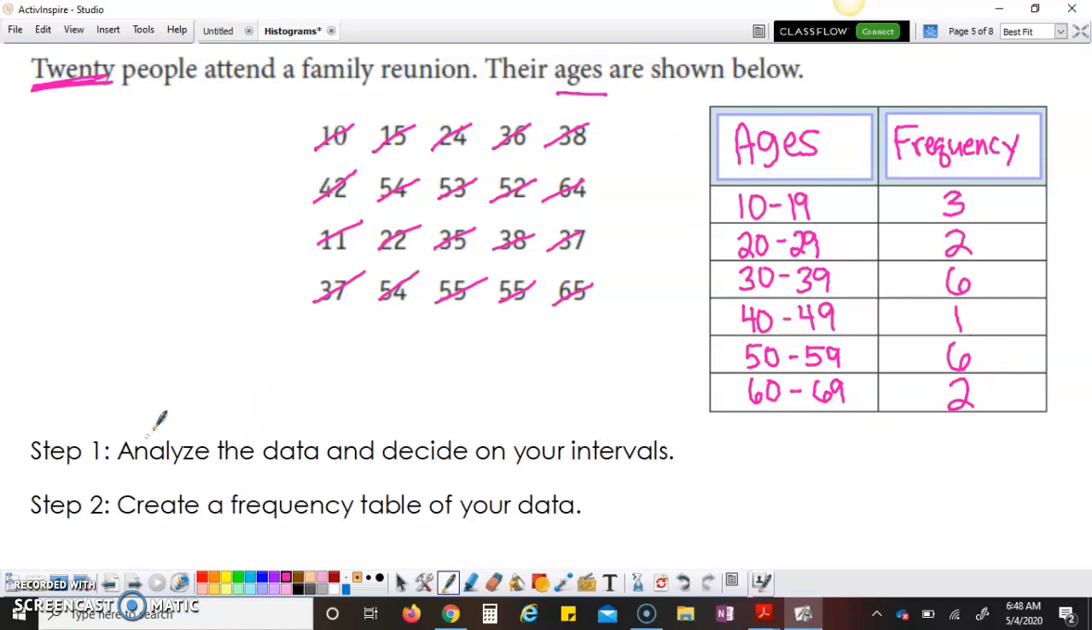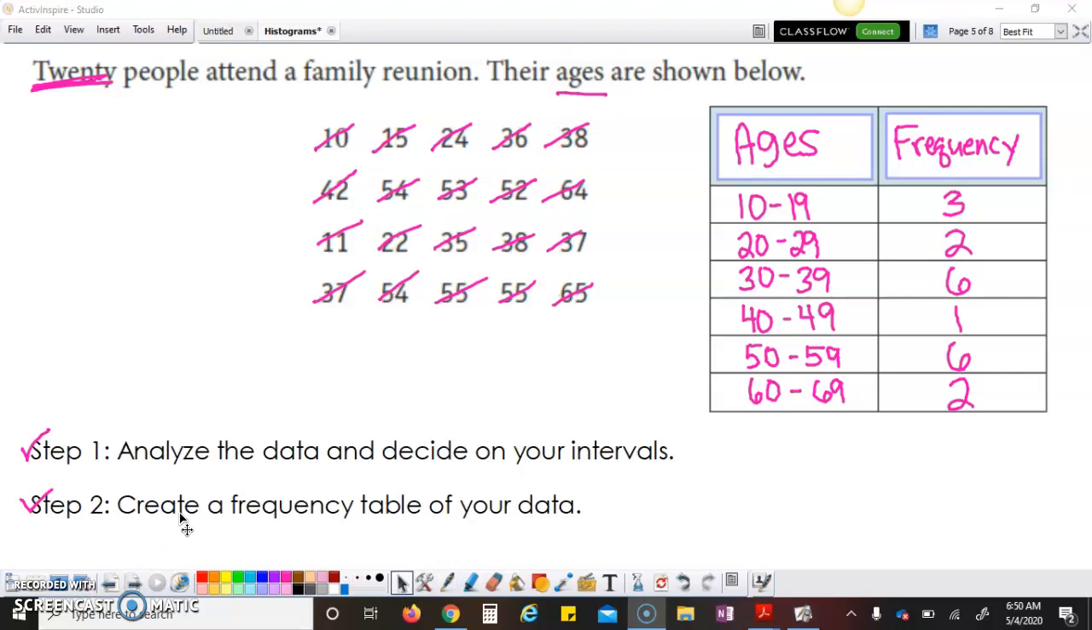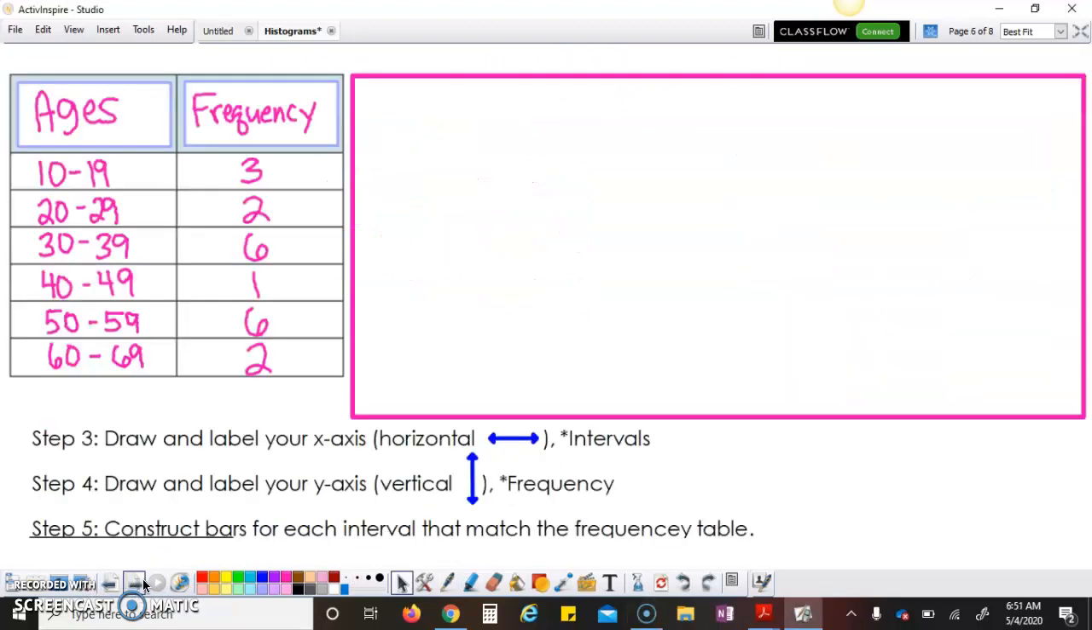Okay, so we analyzed our data and decided on intervals. We created a frequency table, which is over here. Now it's time to make our histogram. All right, so step 3, we're going to draw and label our x-axis. Our horizontal, which is going to represent our intervals. Okay, so we're going to draw, sorry, I meant to change colors there. We're going to draw our x-axis, which is our horizontal side to side. And don't forget to label it, okay?